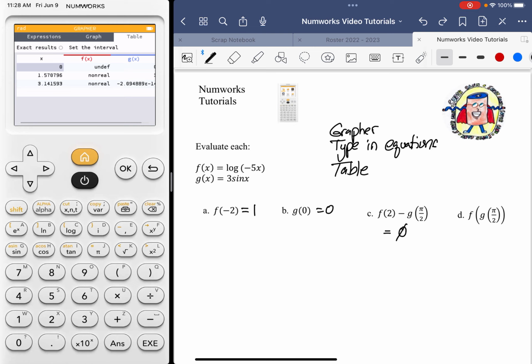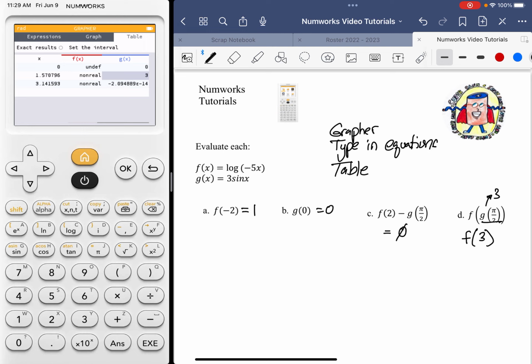confirm it. So now it's counting in terms of pi over 2, so 0, pi over 2, and pi. You can tap on exact results, and sometimes that gives you something other than what you would like. So, maybe not. But if you look at the G column, you see that at pi over 2, it gives you a 3. All right? So this is really saying f of, because this whole piece is equal to 3, this is really saying f of 3.